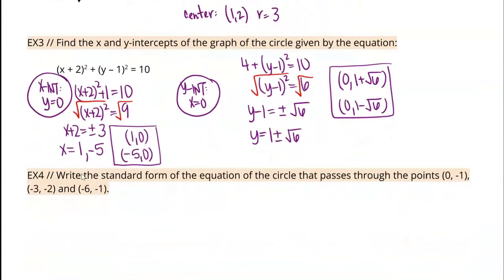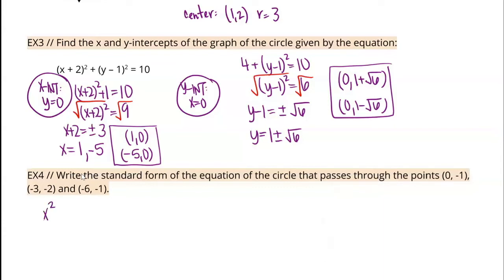One more example. This one's going to be a little bit more work. Write the standard form of the equation of the circle that passes through, and we're given 3 points: 0, negative 1; negative 3, negative 2; and negative 6, negative 1. So what we're going to do is start with the general form of an equation of a circle.